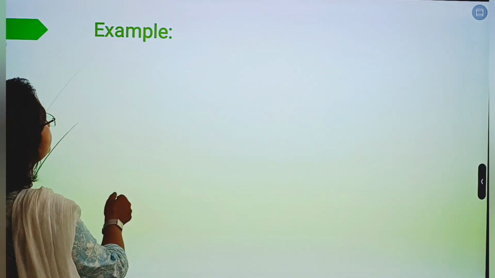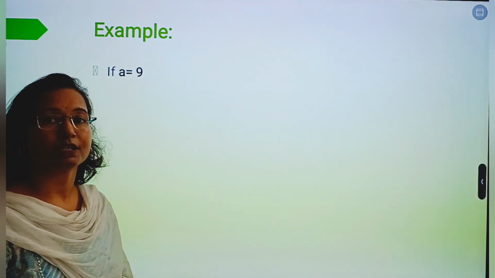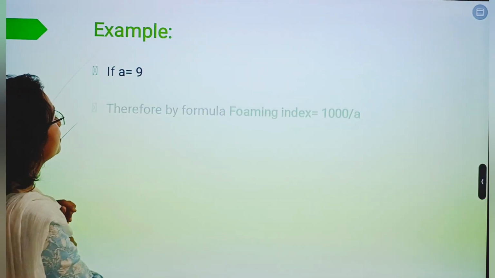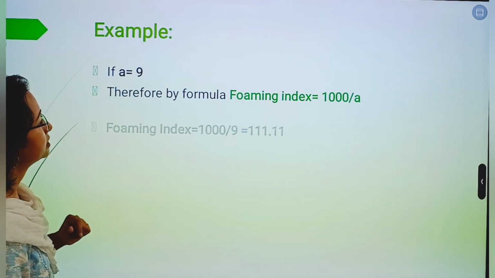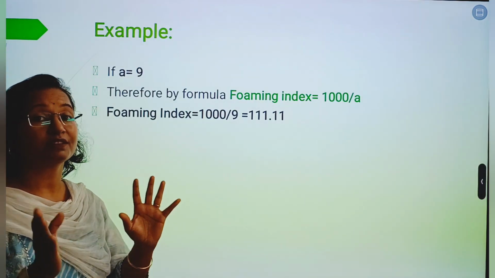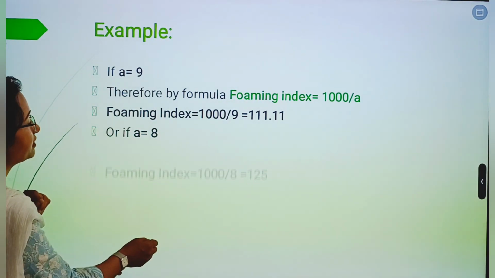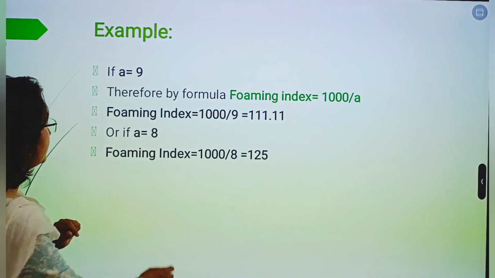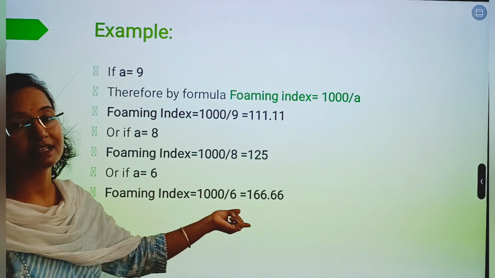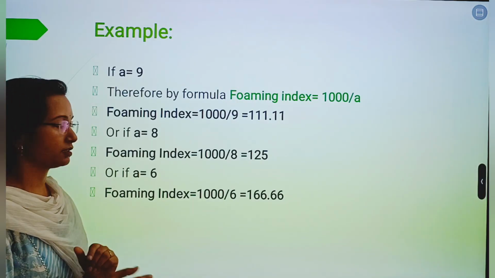For example, if A is 9, that is 9 ml of decoction is used, and the test tube will be number 9. Then the foaming index will be, as per the formula, 1000 divided by 9, that is 111.11, which is within the range of 100 to 1000. Another example, if A is 8, then the foaming index will be 125. Similarly, if A is 6, the foaming index will be 166.66. In all the cases, the foaming index ranges between 100 and 1000.